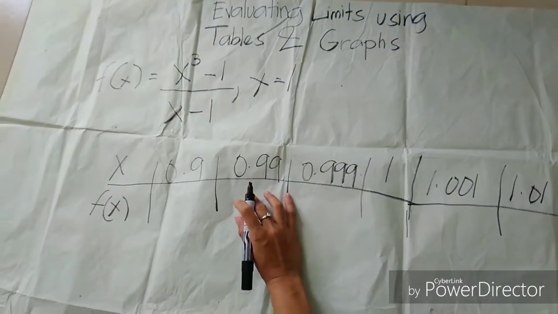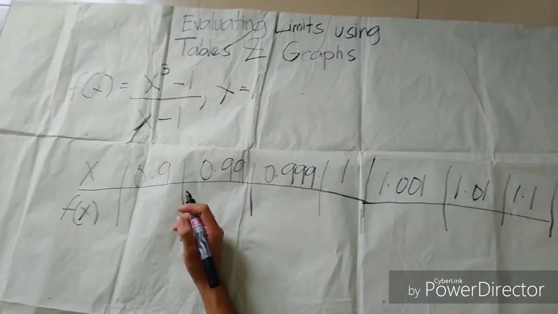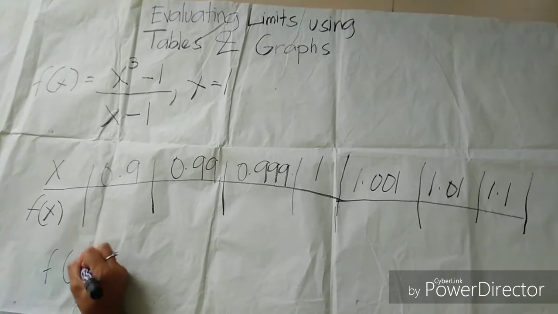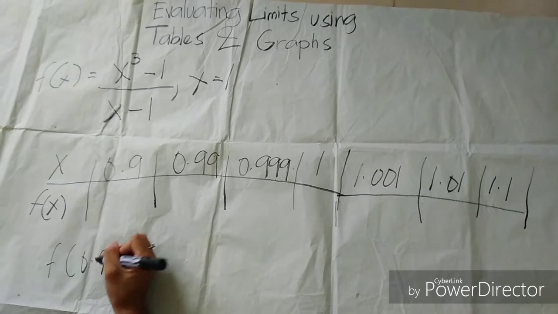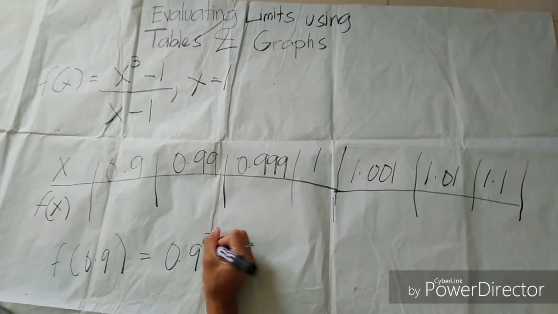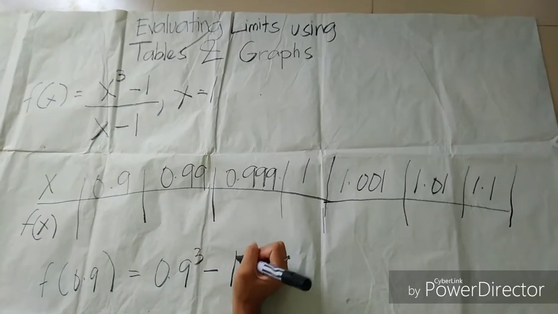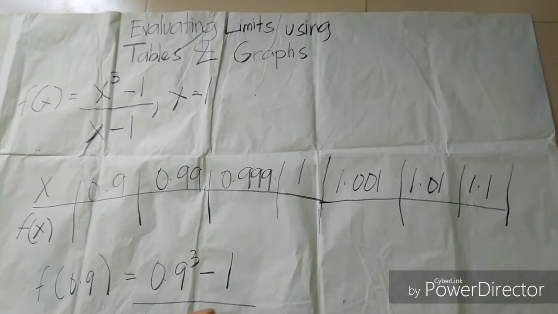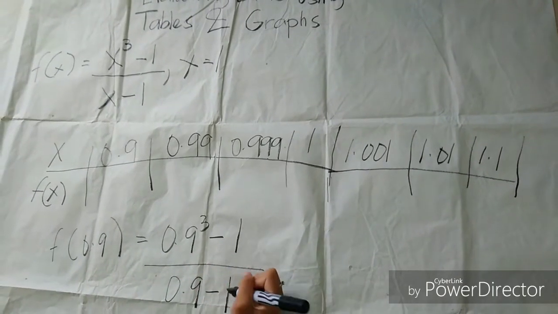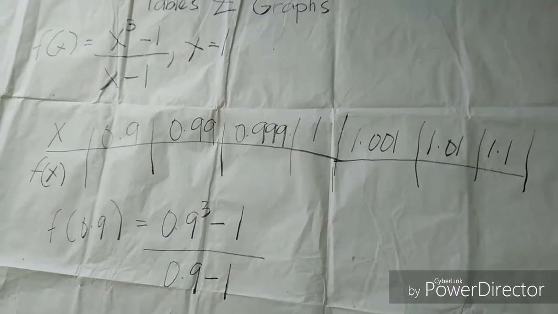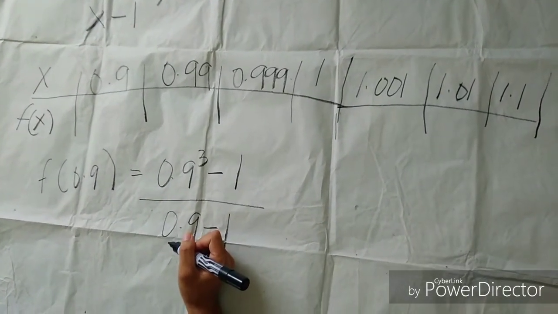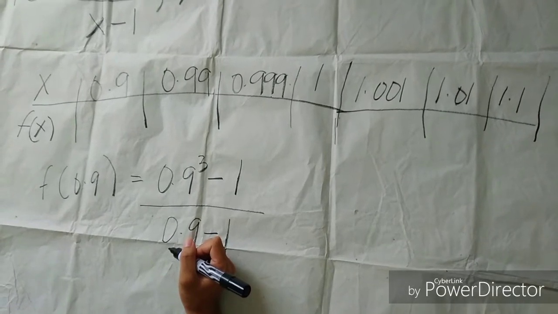The way we find the values is just to substitute. f of 0.9 is equal to 0.9 cubed minus 1 over 0.9 minus 1. And we will use the calculator for this. But if we get the values, it looks like this.